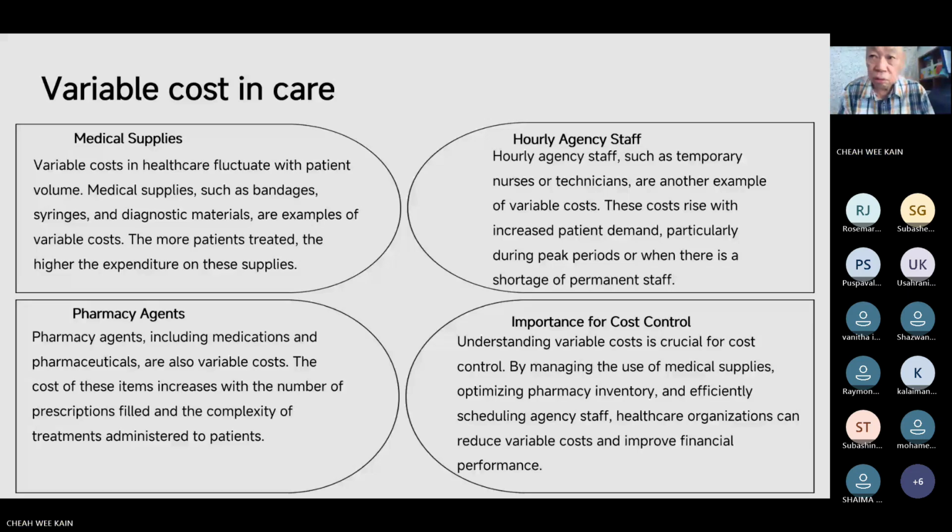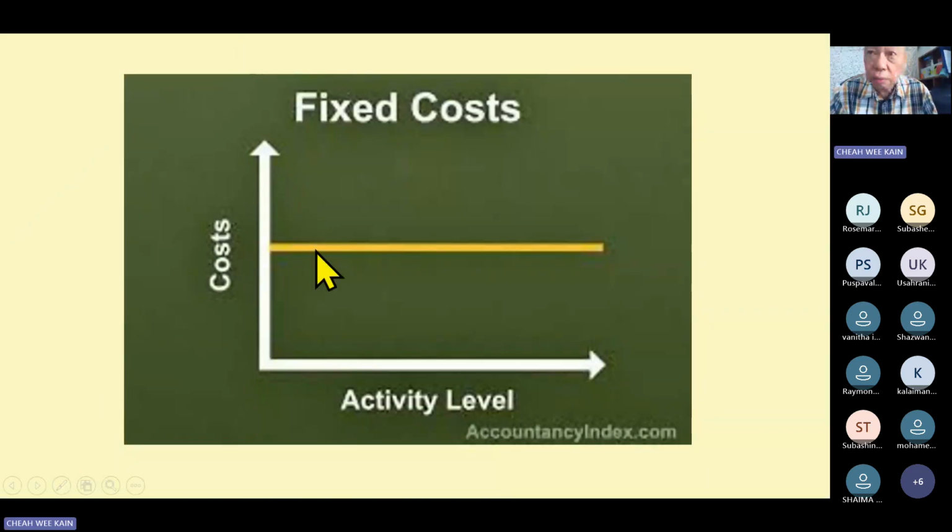Fixed cost, the cost is the same. Don't care about your activity. If your hospital is renting a very expensive MRI machine, or a very expensive building, whether you got patient or no patient, you still pay the monthly rental fee. That is called fixed cost. So in your cash forecast, if you are paying rental, it's the same amount every month.